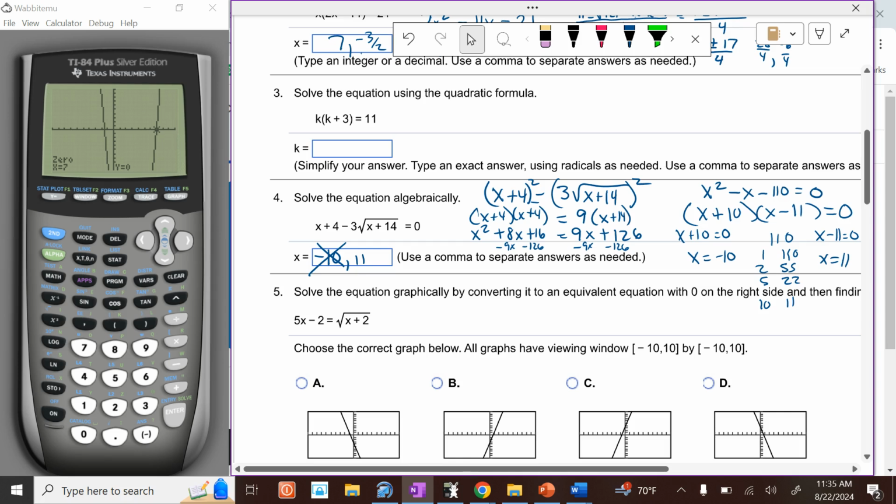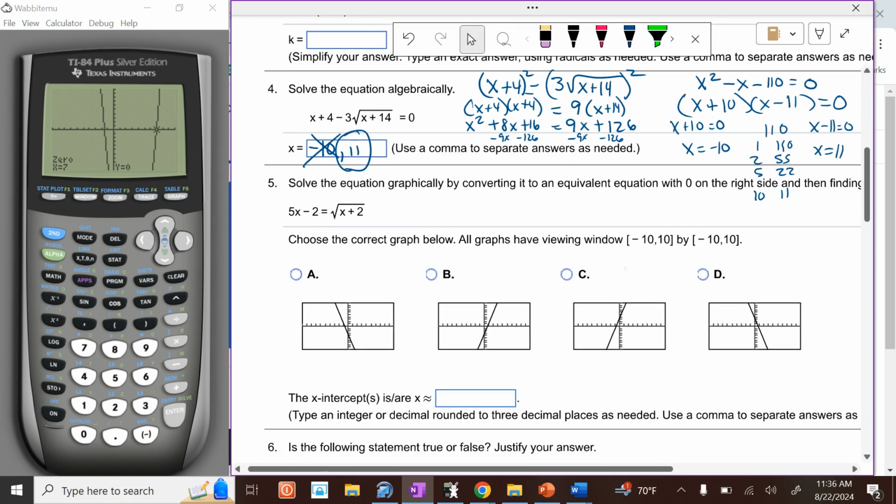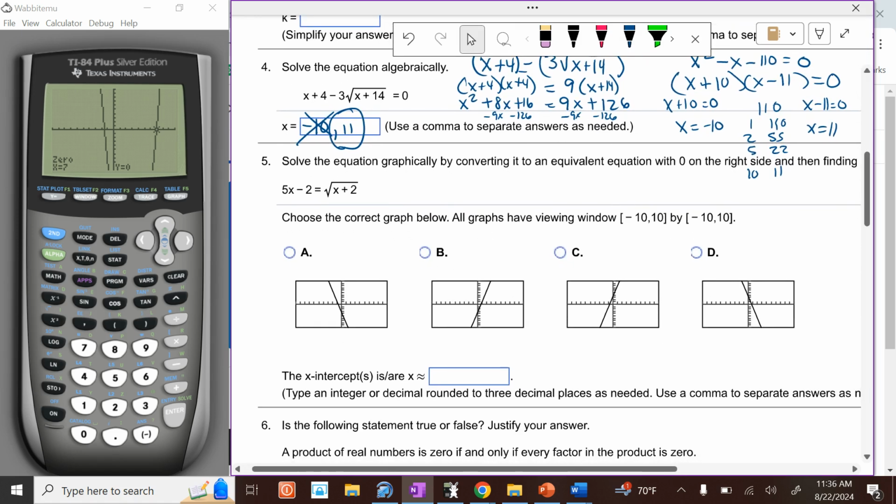It does not work. Let's try 11. 11 minus 4 is 7. 11 plus 14 is 25. Square root of 25 is 5. 3 times 5 is 15. 11 plus 5 is 15... wait, 7 minus 15 is... 15 minus 15 is 0. 11 works. Okay? So, when you square both sides, you might have an extraneous root.